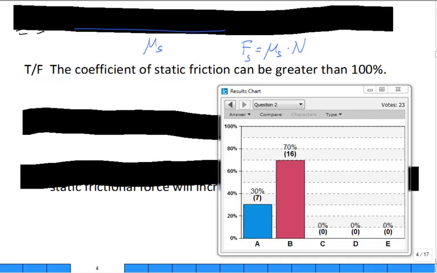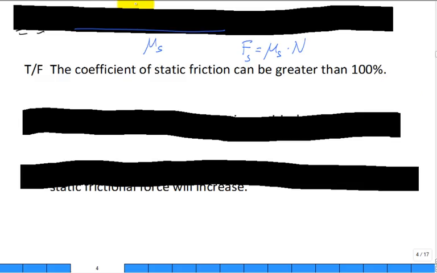So, the coefficient of static friction can be greater than 100%, that's true. But this is about the distribution that we'll get, like I say. So please, if you can remember that, that would help you in the long run. All right, let's go on.